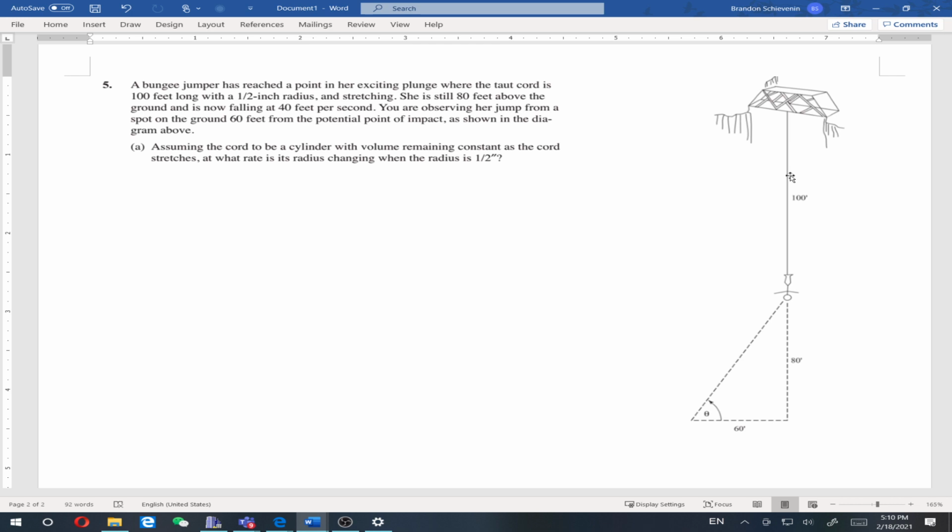Assume the cord to be a cylinder with volume remaining constant as the cord stretches. At what rate is the radius changing when the radius is 1/2 a foot? Okay, Niall, starting with you. What is the volume of a cylinder?